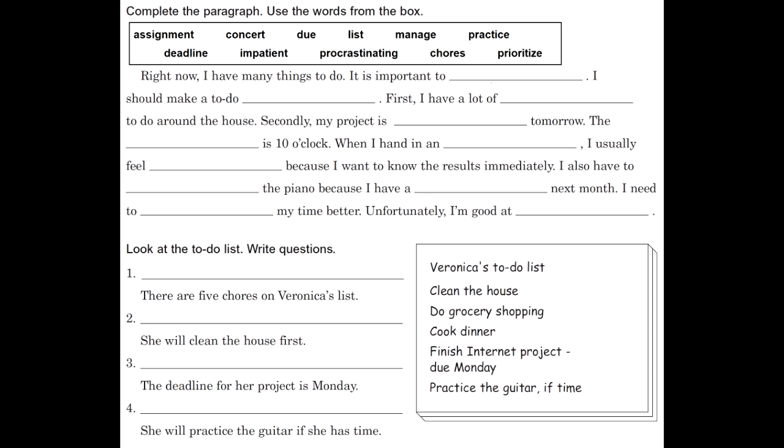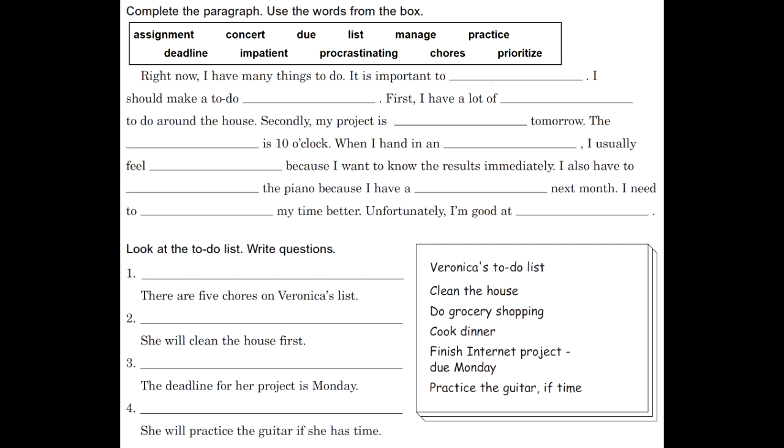Okay, so now we're going to look at Veronica's to-do list and write questions. So for number 1, you can see that the answer is there are 5 chores on Veronica's list. So you can ask, how many chores are on Veronica's list?